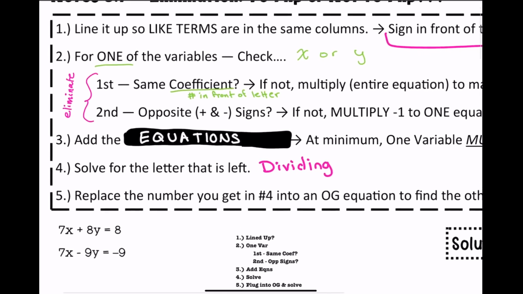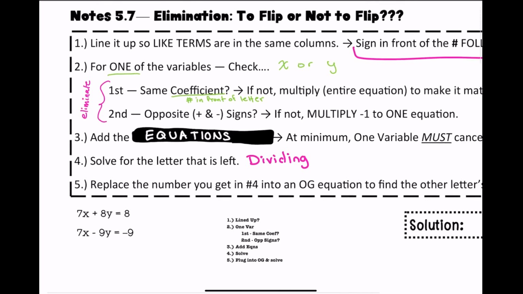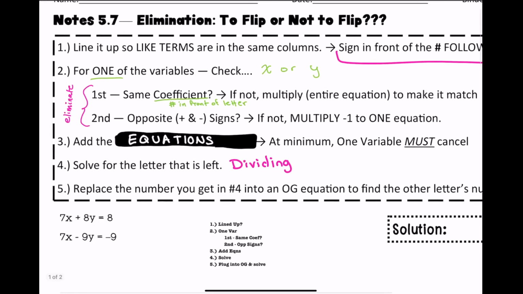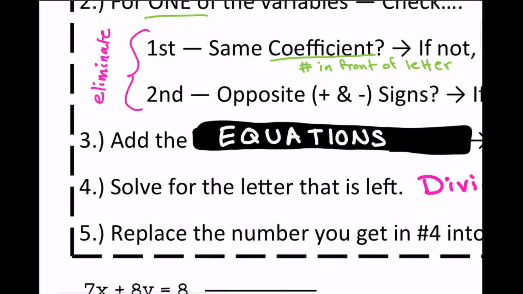Now, for number 2, this is how you actually eliminate. For one of the variables, either x or y, you're going to check if it first has the same coefficient, the same number in front. If not, then you're going to multiply the entire equation to make it match. And it also has to have opposite signs. If not, then you multiply by -1 to one equation. So you need these two things in order to eliminate. You have to have the same number and opposite signs in front of one of the letters.